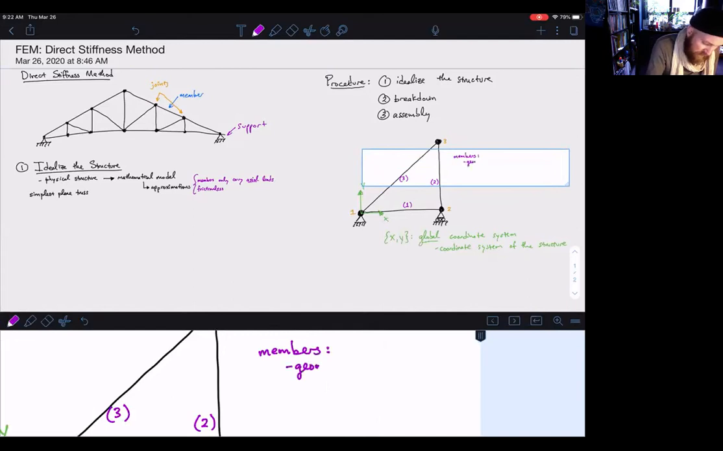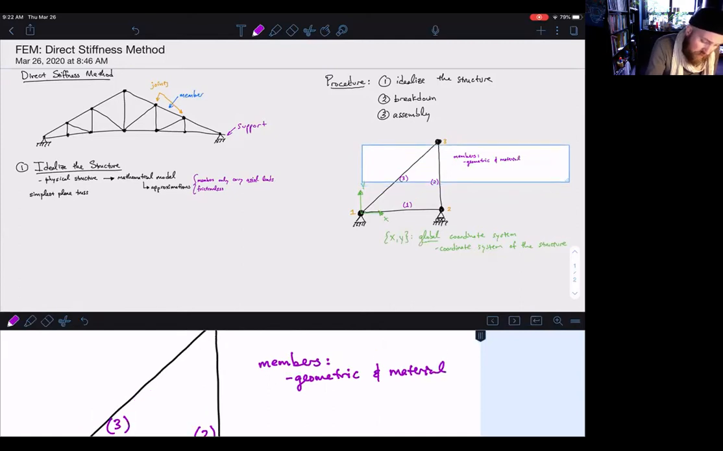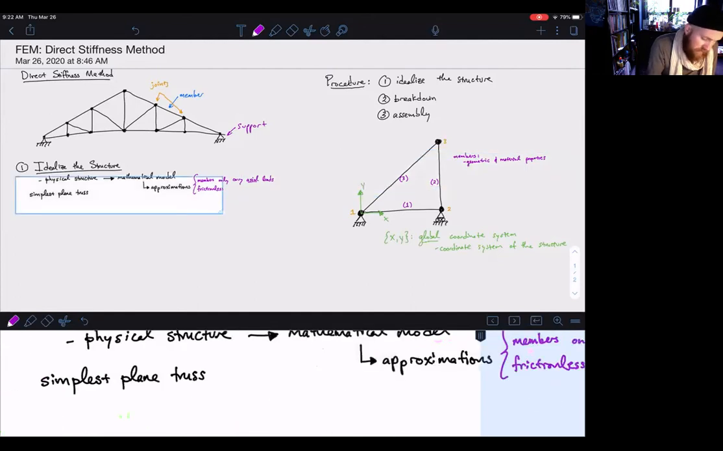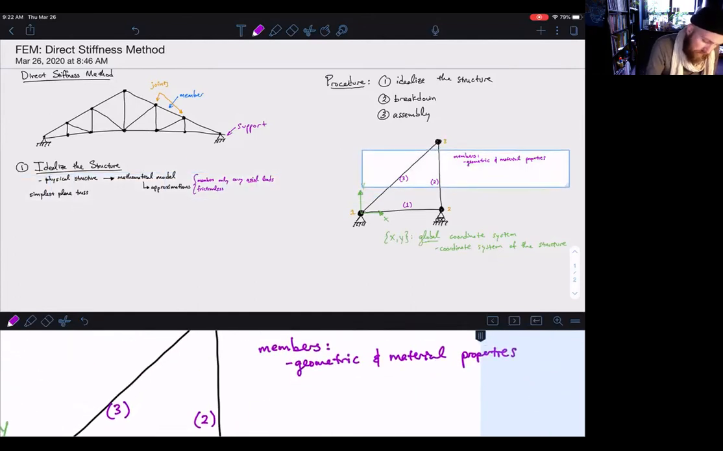What does that mean? It means that in the most general sense, in the most general sense, each of these members could have its own elastic modulus.